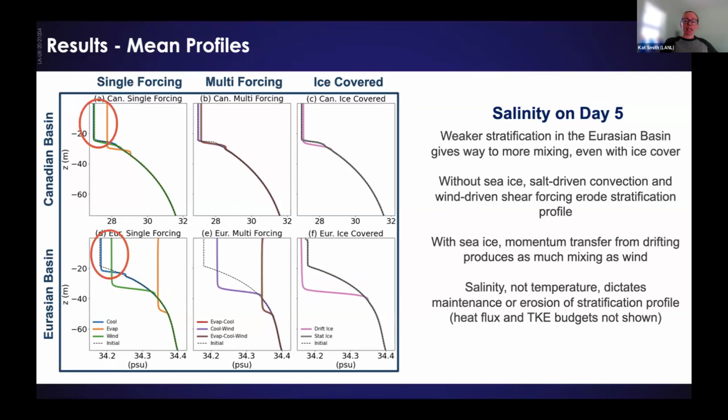And then lastly, salinity and not temperature dictates the maintenance or erosion of the stratification profile here. So you'll see the blue line in the bottom left-hand panel, and then the blue line in the top right-hand panel, which is covered by the green line. Not really much happens with that in the 5 days of the simulation. I'm not showing the plots here of heat flux and TKE budgets, but this additionally supports this argument in that the salinity portion of the buoyancy term for each of those budgets is dominant in that case. So the salinity is really what matters here.